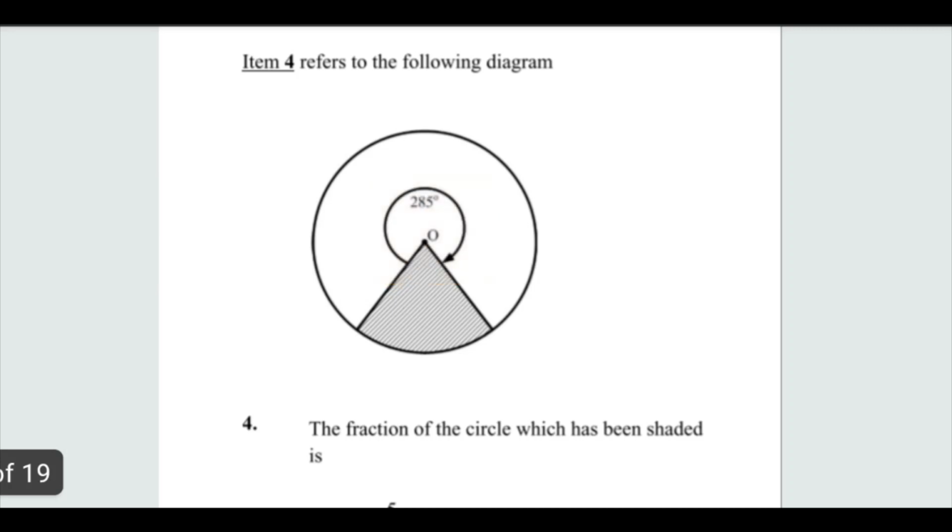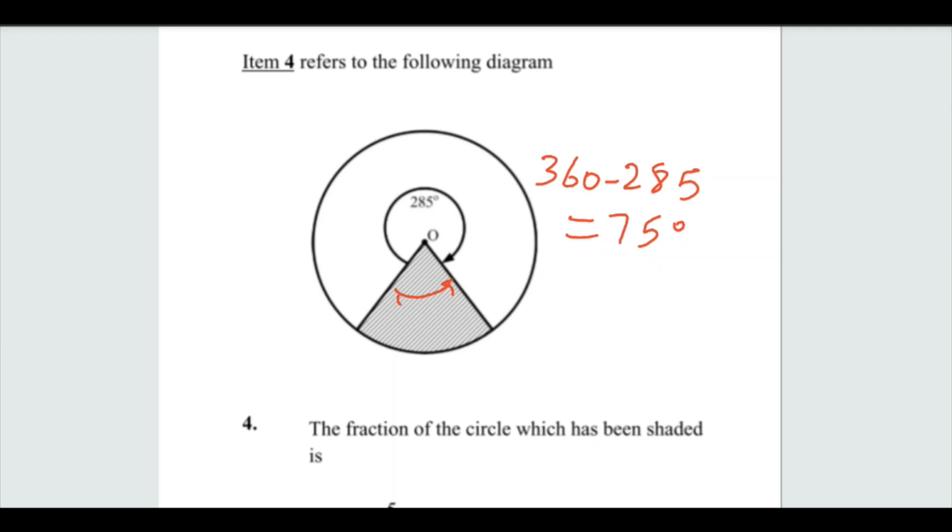So to find this piece, we just subtract 285 from 360. When you subtract that, you'll get a value of 75 degrees. So here is 75 degrees.